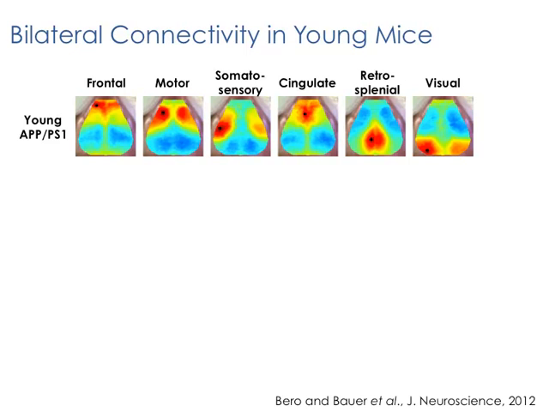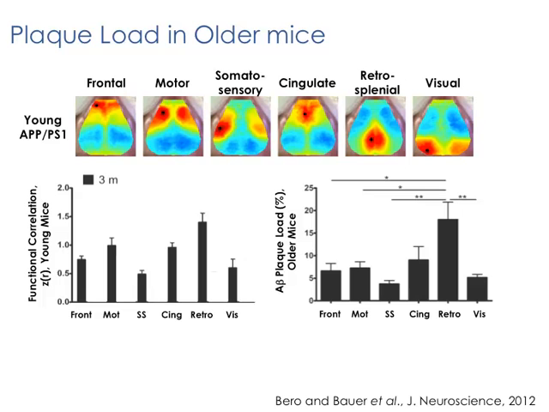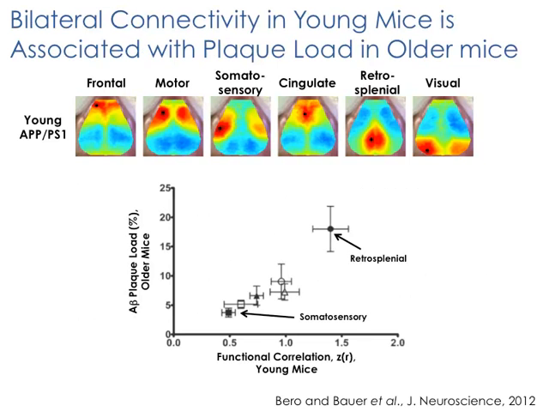But the cool thing that we found was that if you look at the bilateral connectivity in the young mice, you see this envelope pattern in the connectivity. It seems to look a whole lot like the ultimate plaque deposition pattern in the older age group. So this is almost 8 months down the road. And so what we found was that functional connectivity in the young mice was highly predictive of where the plaques were going to form and how much plaque was going to be there.